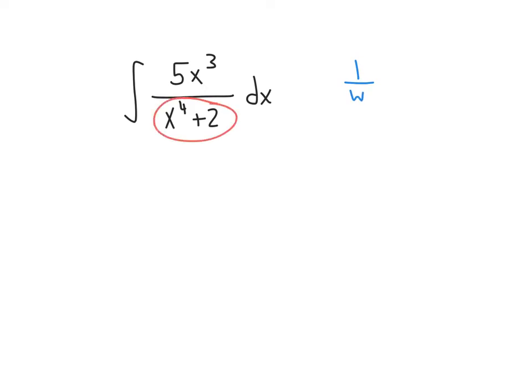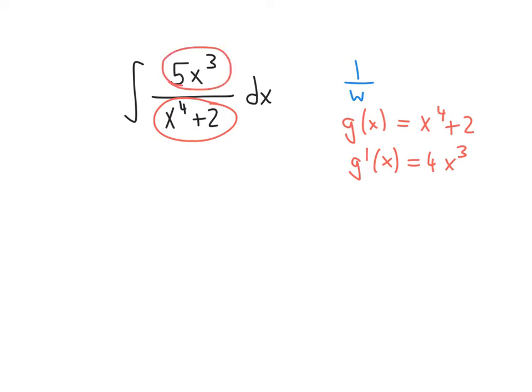This also helps if we actually have the wrong constant. So look, for instance, at this: 5x to the third over x to the fourth plus 2 dx. In this case, again, we would have our outer function 1 over w. The inner function would be g of x equals x to the fourth plus 2, and g prime, as we computed before, would be 4x to the third. Now, if we compare this with this term here, we see this is the wrong constant.